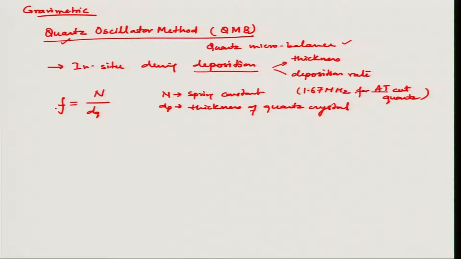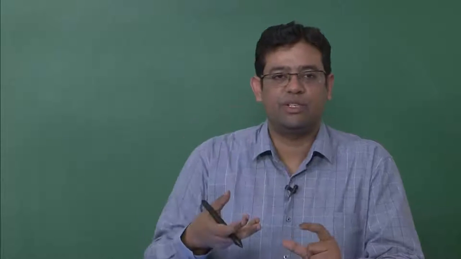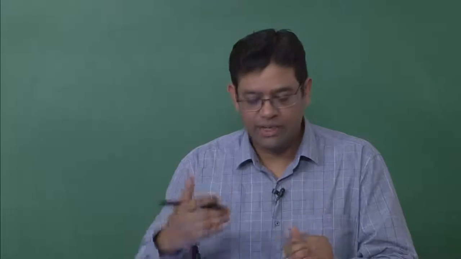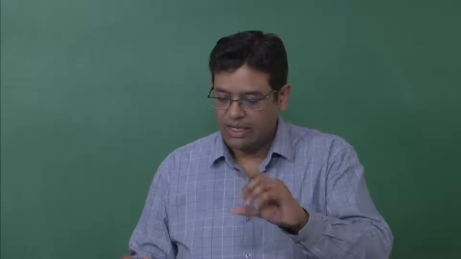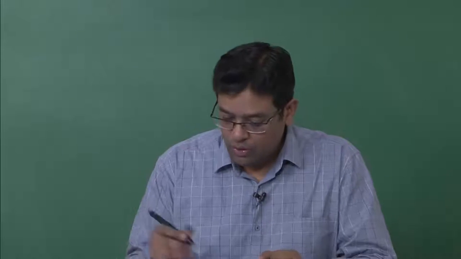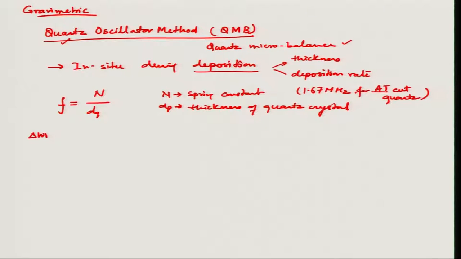So, this quartz crystal will have a certain natural vibrational frequency. Now, you can measure this natural vibrational frequency using a piezo crystal. Quartz is a piezo material, right? So, it has a vibrational frequency, and you can observe changes in this frequency. Now, suppose delta M mass is deposited onto your thin film. This delta M is the density of the thin film, times the area of the quartz crystal, times the thickness of the film. So, this is delta M on the quartz crystal.